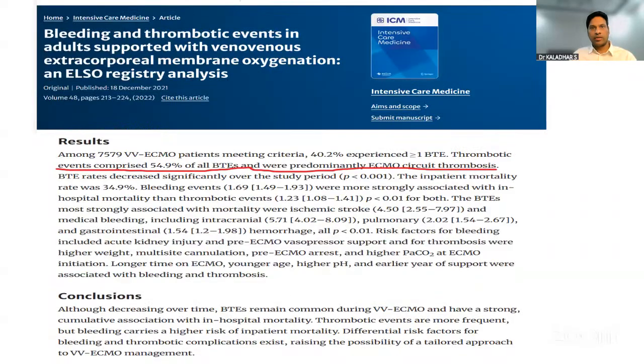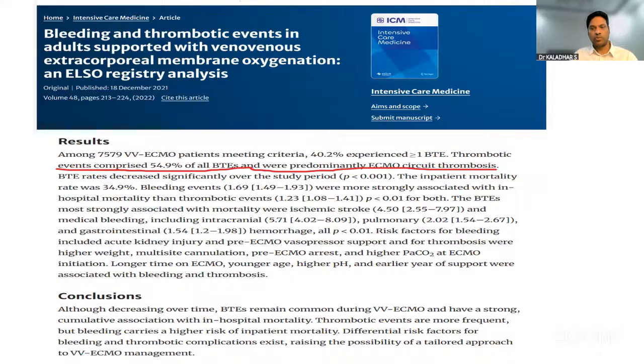Coming to what the literature says about bleeding and thrombotic events in adults supported with veno-venous extracorporeal membrane oxygenation, this is a registry analysis published in 2021. If you look here, bleeding thrombotic events comprised around 54.9% of all BTEs, and they were predominantly ECMO circuit thrombosis. So this is pretty common. It can lead to sudden thrombotic events and sometimes high risk of inpatient mortality. Of course, bleeding and thrombosis both are possibilities.